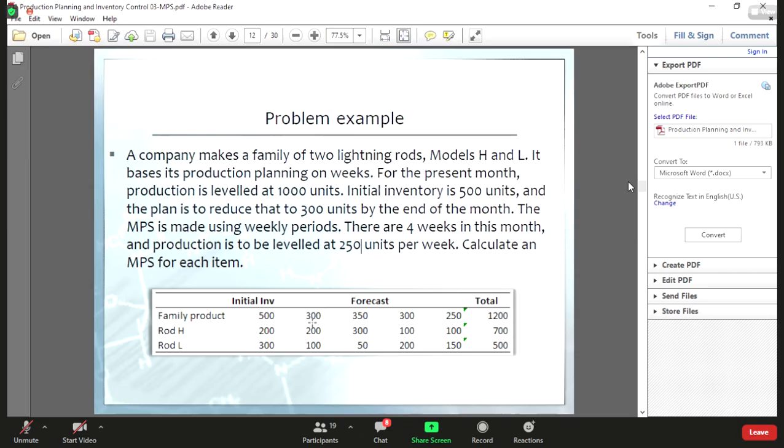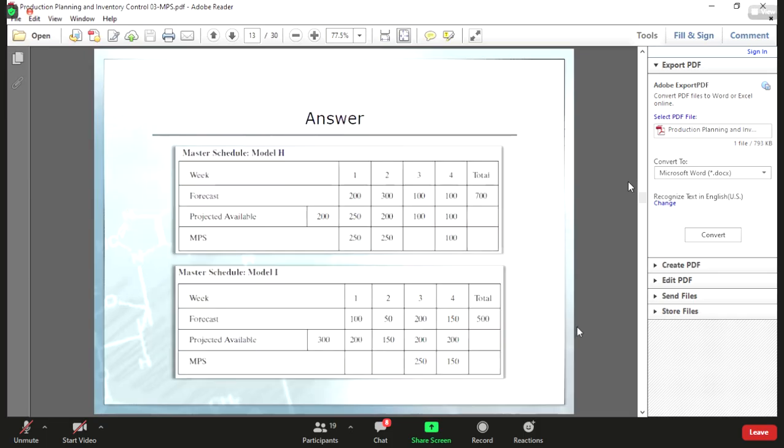And this is the forecast. There are 4 periods: period 1, period 2, period 3, and period 4. This is the forecast of the family. And after we break it down into H and L, we can see from here the forecast of every item. 200 and 100, total is 350. 100 and 200, total is 300, and so on. Okay, so then master schedule model H.